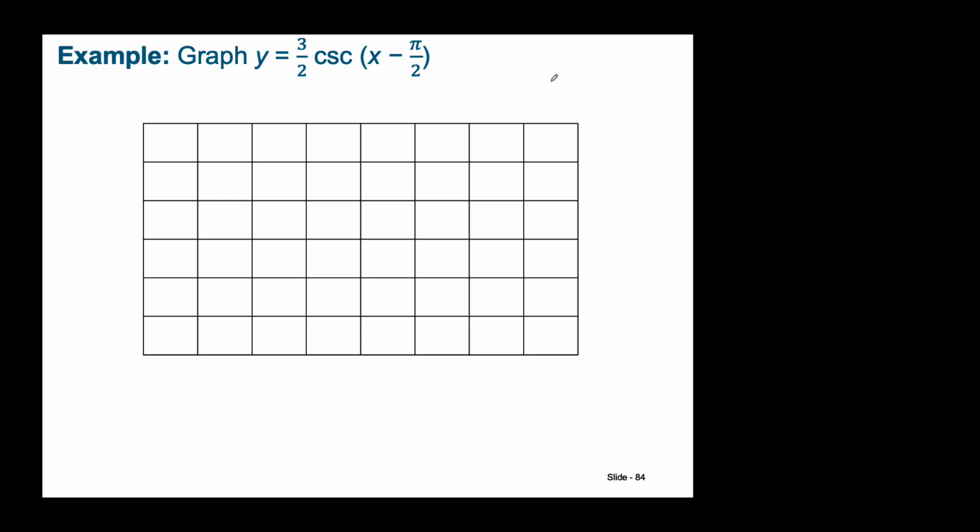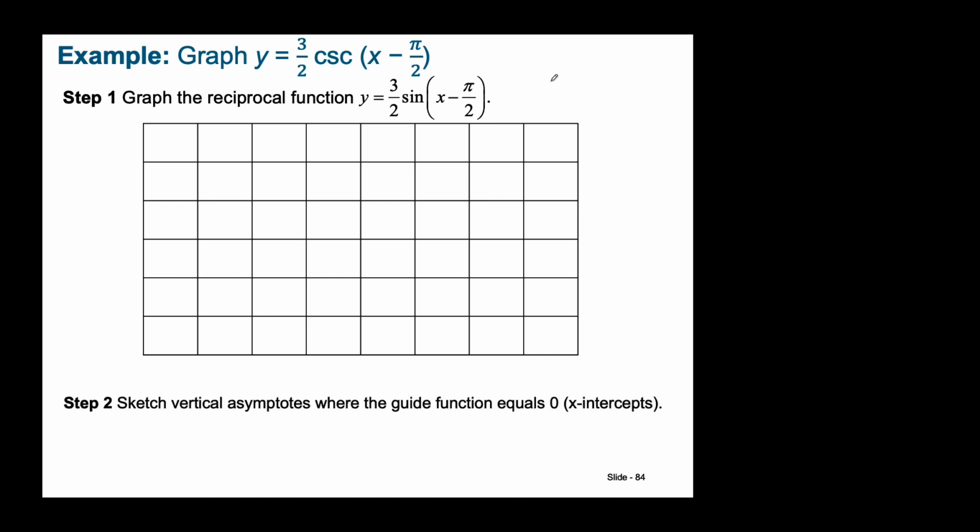Let's graph y equals 3/2 cosecant of x minus pi over 2. We would do that by graphing its parent function, its reciprocal function, first. So same transformations but done to sine. Then we'll sketch the vertical asymptotes, and that will help guide us to our graph of cosecant.